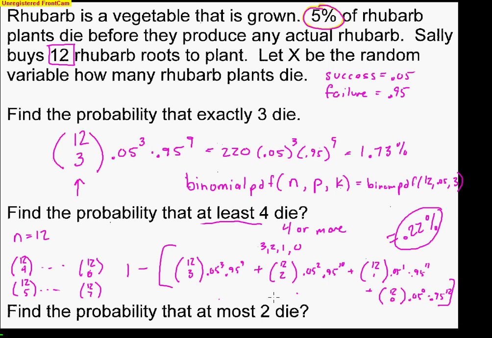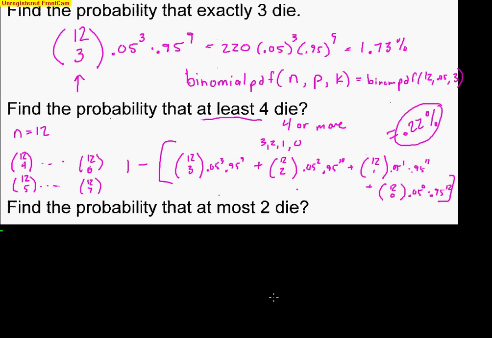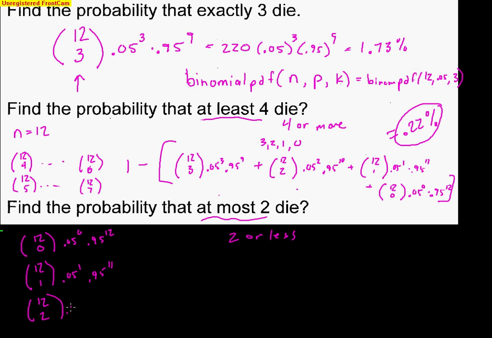Okay? So let's figure out this very last problem here. Find the probability that at most 2 die. Let's make sure we understand what at most 2 means. At most means 2 or less. So this means that I have 12 and none of them die, 12 and 1 of them die, 12 and 2 of them die. Once again, this would be no successes, all 12 failures, 1 success, 11 failures, 2 successes, and 10 failures.